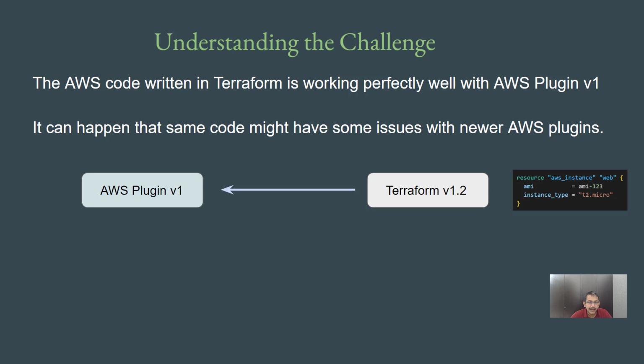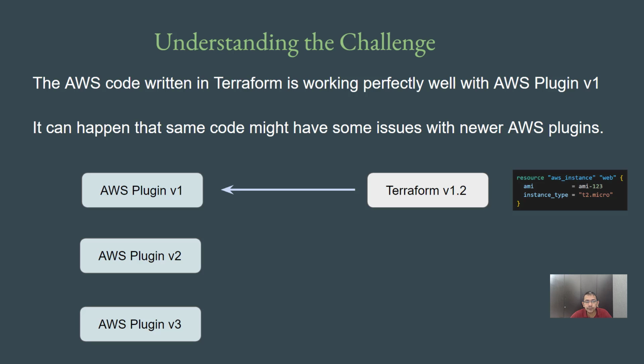For example, let's say after a few weeks version 2 of the AWS provider plugin got released, and maybe after a few more weeks version 3 got released. Now, someone from your organization, maybe a month or two later, downloads your code from the GitHub repository and runs terraform init. In such cases, which provider plugin will he download? He will download version 3 of the provider plugin, and it can happen that your code is not working well with version 3. This can be due to multiple issues. It can also be a bug at the plugin level due to which the code is not working as expected.